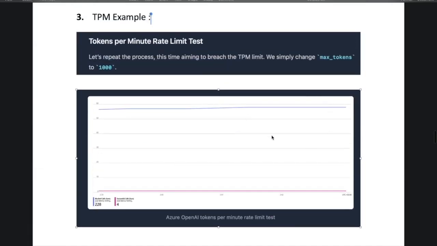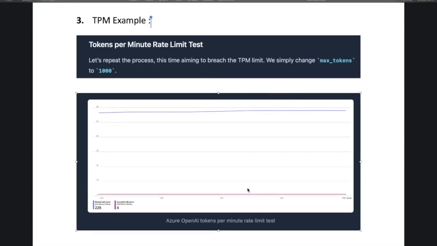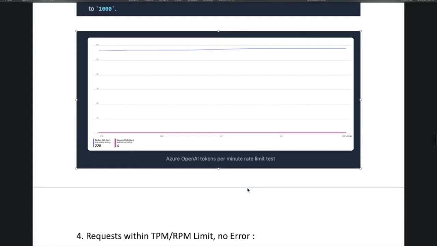There are metrics available in whatever AI provider you are using, Claude or OpenAI or Gemini or any other. They provide the APIs, and you can analyze that. Okay, so I hope you're clear about the definitions and how to do these rate limit tests. Now I'll show you some examples.